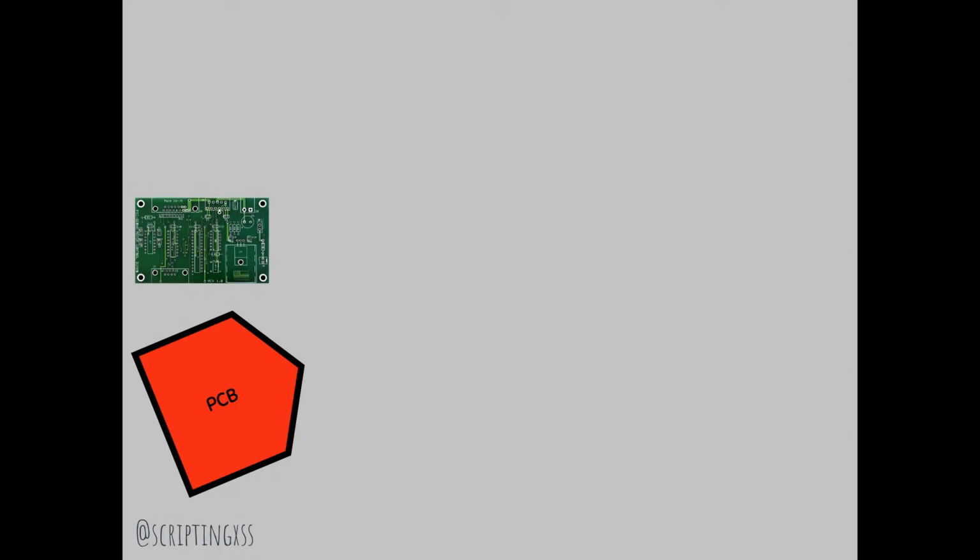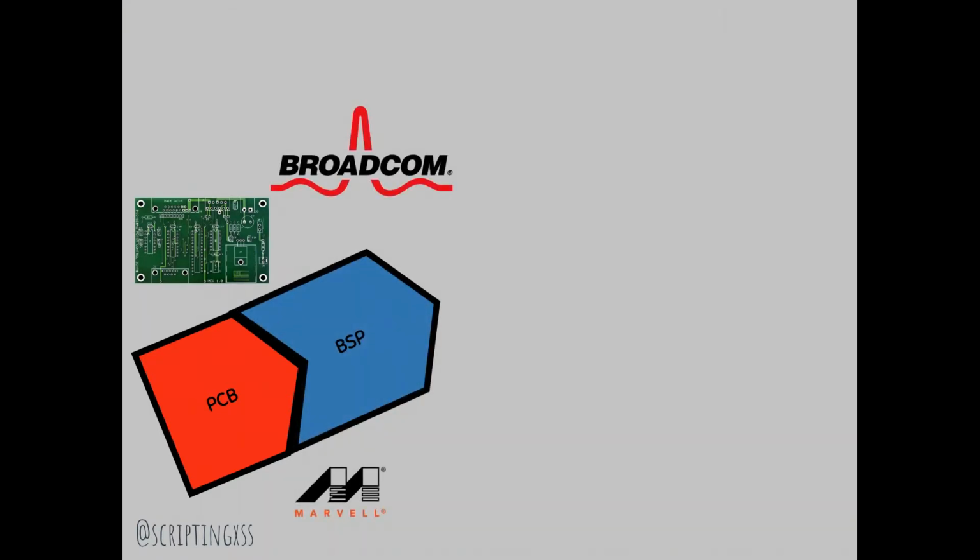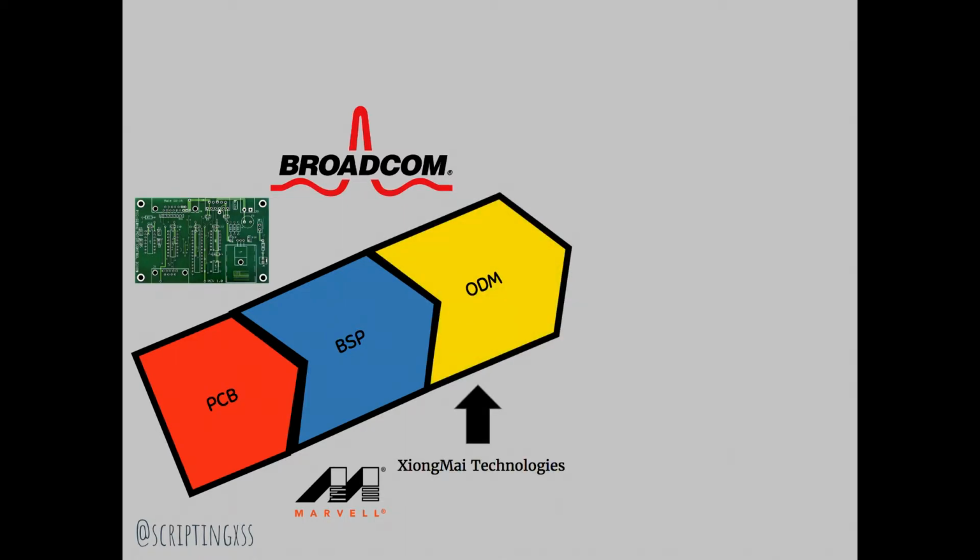So when you build an embedded device or an IoT device, you start with the PCB here, the board. You then find a BSP, someone who has the driver sets to communicate with your peripherals, whatever your requirements are. It could be Broadcom, it could be Marvell, most common. Anybody familiar with Broadcom and Marvell? Okay, cool. Next you have the ODM.